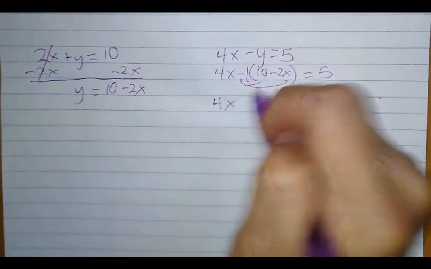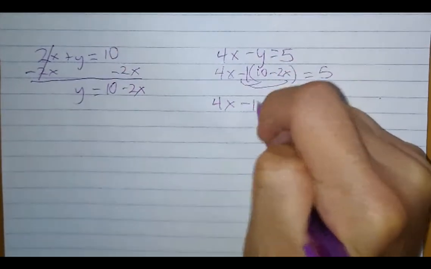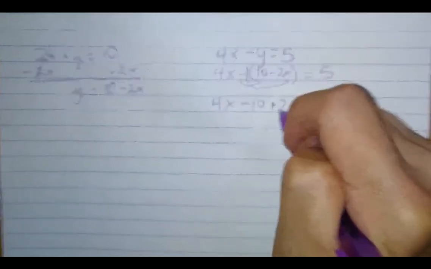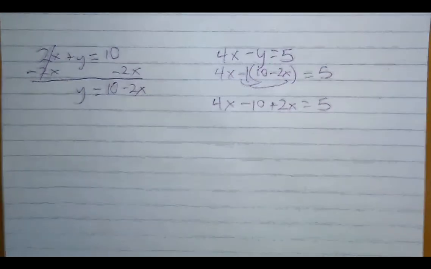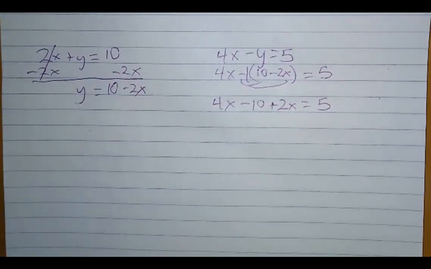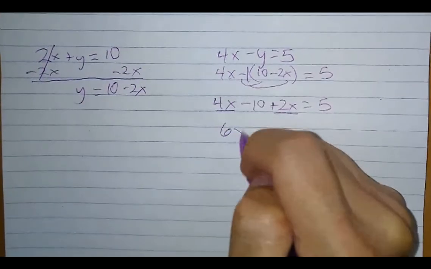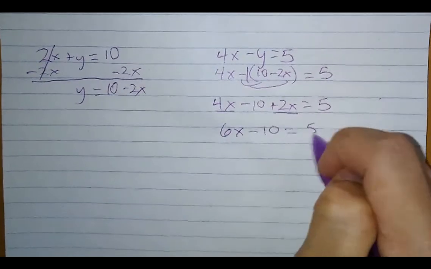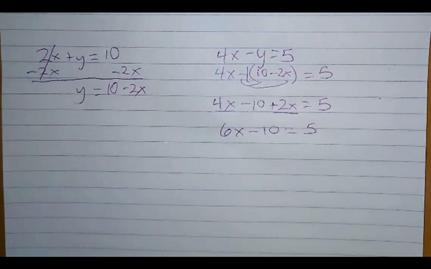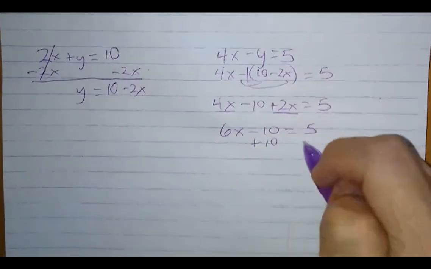It's like a -1. -1 has to be multiplied to everything in the parentheses. So this is 4x -10 plus 2x equals 5. Okay, we can combine terms. We get x by itself. That will be 6x minus 10 is equal to 5. We're going to get rid of the minus 10.